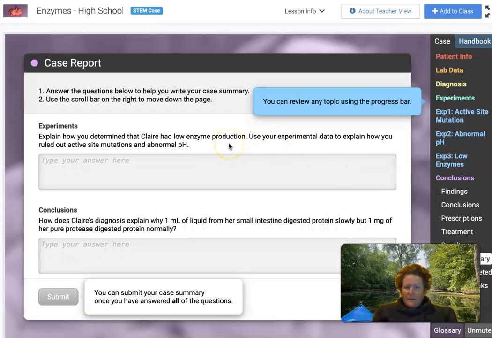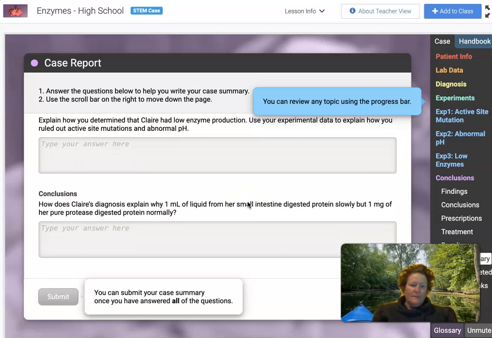We determined Claire had low enzyme production because we worked through the other options, and we found that she didn't have the same concentration of enzymes as a healthy dog, so her rate of breaking down things was lower. We also know that her enzyme was okay. It wasn't an active site mutation, because when we got just a pure milliliter of enzyme and not a milliliter of stomach fluid, things were okay. She just had a low concentration of enzyme.